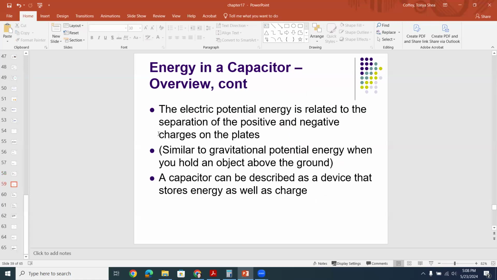This electric potential energy is related to the separation of the positive and negative charges on the plates. It's similar to gravitational potential energy. If you're holding your keys above the ground, there's a gravitational potential energy, just like if you hold charges apart, you've got an electrical potential energy. So you can think of a capacitor as a device that stores not just charge, but also energy, in the form of electric potential energy between the capacitor plates.